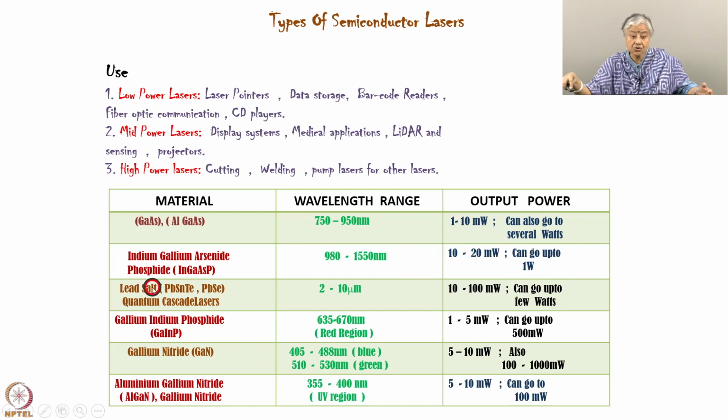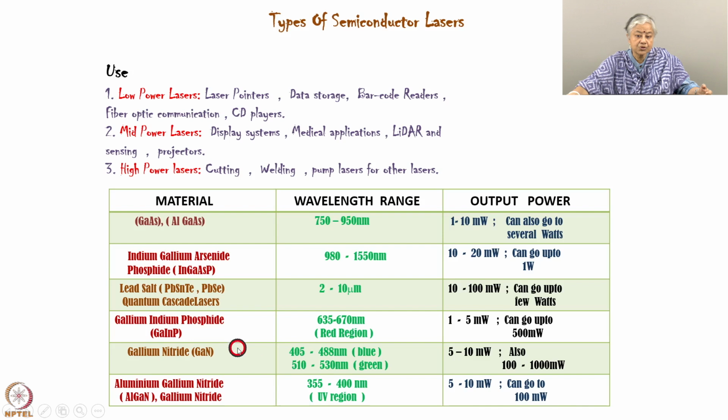Then you have the lead salt material, or quantum cascade lasers also. The lead salt material is made of lead, SnTe, PbSe, Se is selenium, and then you have these quantum cascade lasers which are in the infrared region, 2 to 10 micrometer, and they will give you a wattage of 10 to 100 milliwatts, and that is how it is. We can go up to a few watts too.